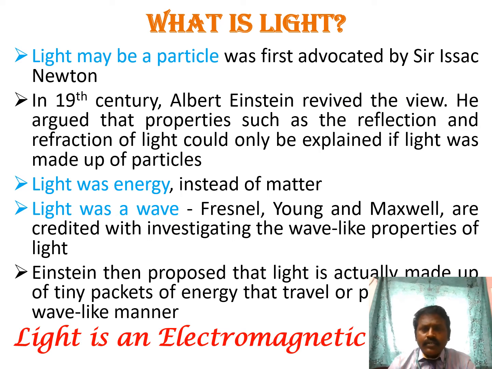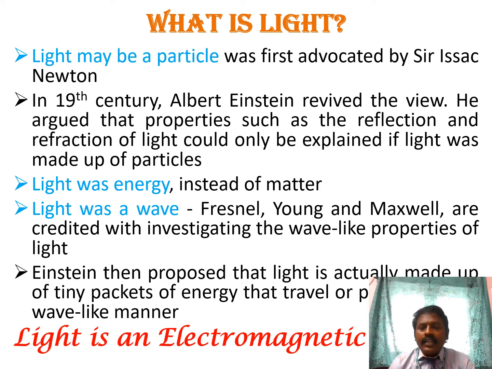Then, based on the concept of light, light may be a particle. This was first advocated by Sir Isaac Newton. Then in the 19th century, Albert Einstein reviewed the view. He argued that properties such as the reflection and refraction of light could only be explained if the light wave is made up of particles. So instead of matter, the light wave was an energy.